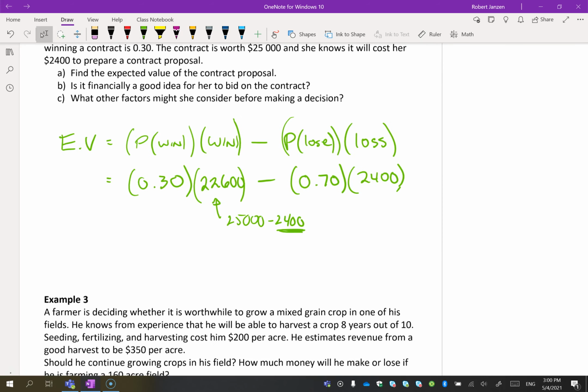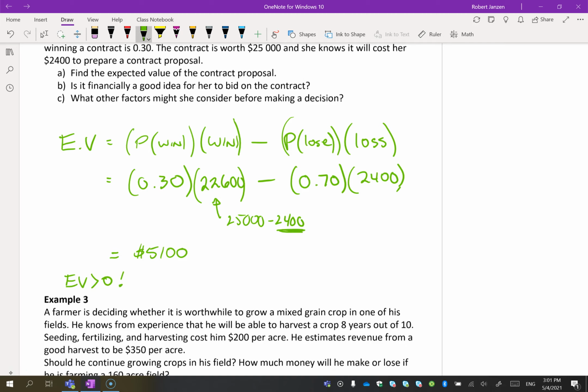So grab your calculators. You're going to go 0.3 times 22,600, take away 0.7 times 2,400. If you put this in the calculator, you end up with 5,100. So that's pretty good. This tells me that the expected value is $5,100. In this case, the expected value is greater than 0.